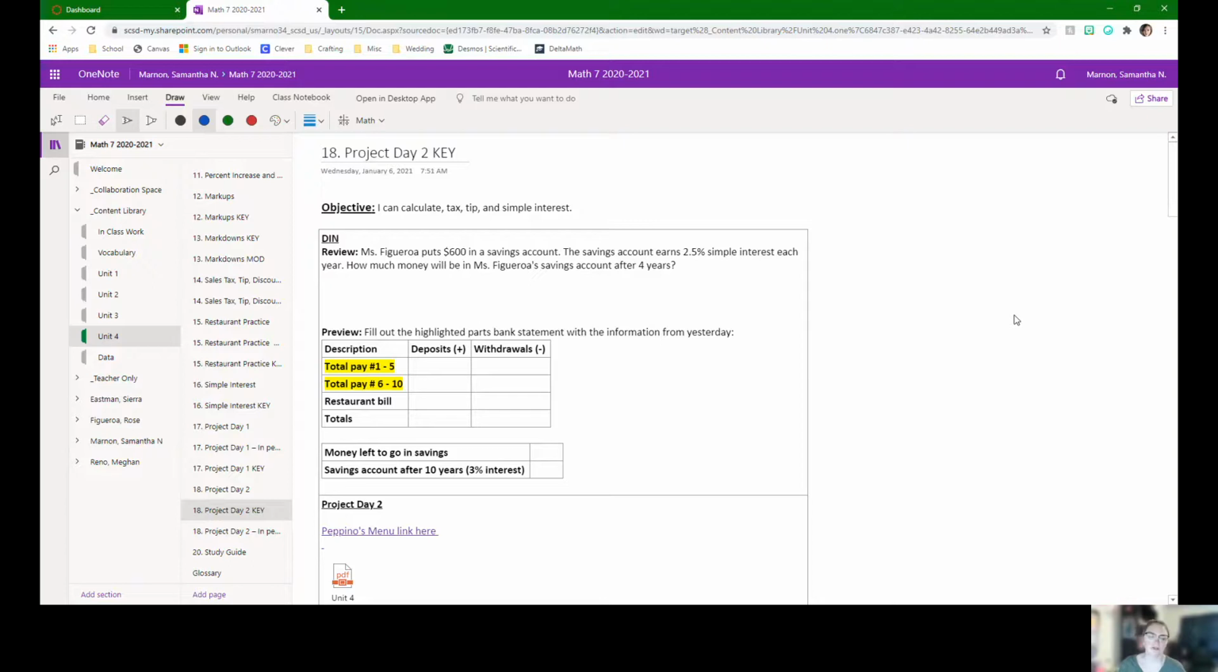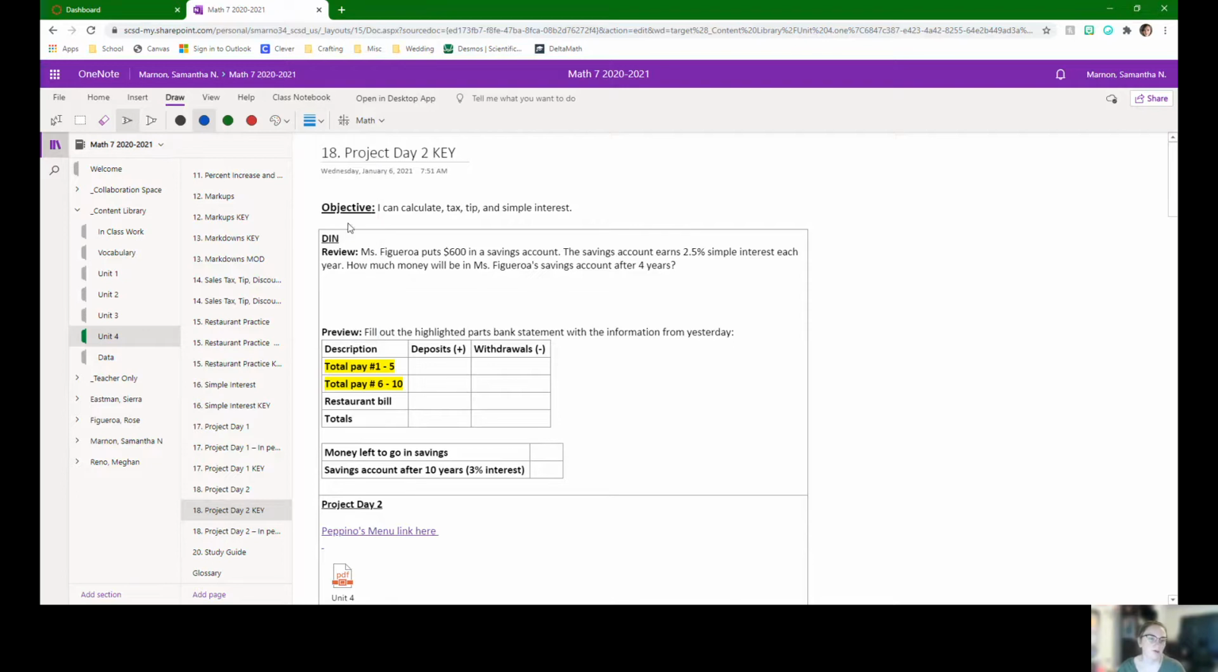Miss Figueroa put $600 in a savings account. The savings account earns 2.5% simple interest each year. How much money will be in Miss Figueroa's savings account after 4 years? Pause the video and see if you can figure out this interest equation on your own. Okay, so hopefully you're able to figure this out.